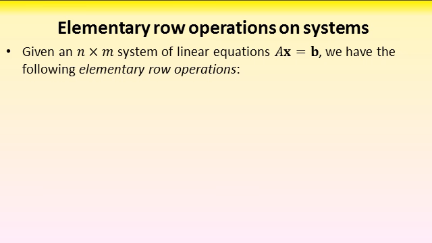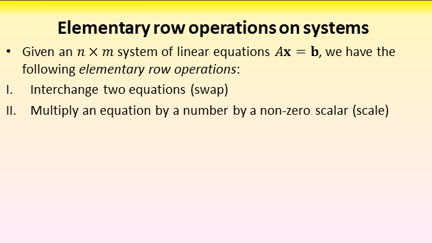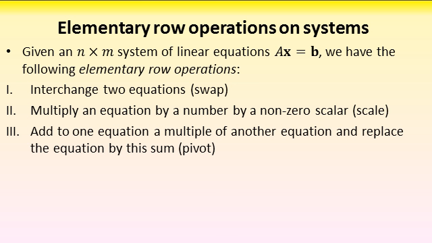The first one is that I can interchange two equations. That's called a swap. The second one is that I can multiply an equation by a number which is non-zero. That's called a scale. And the third one is that I can add any number to both sides of an equation. But we rephrase this slightly to make it more useful. We say that we can add to one equation a multiple of another equation, and we replace the equation by the sum of this.